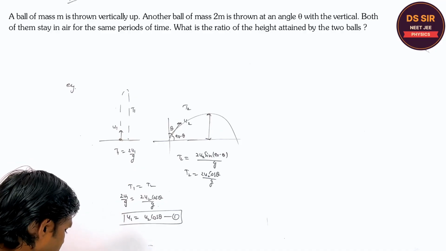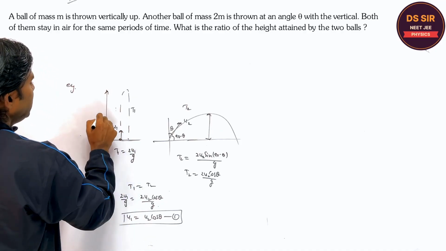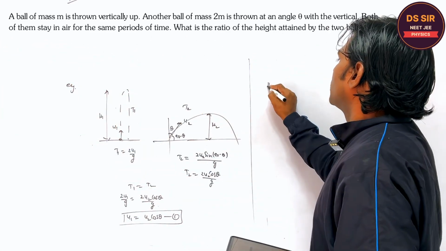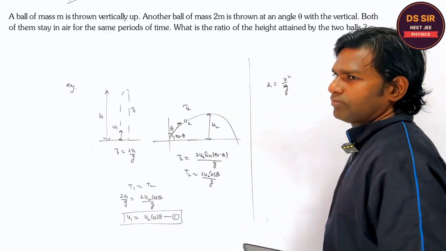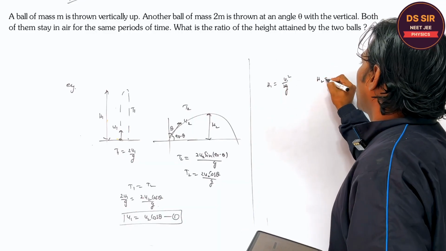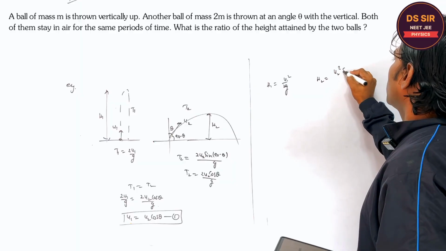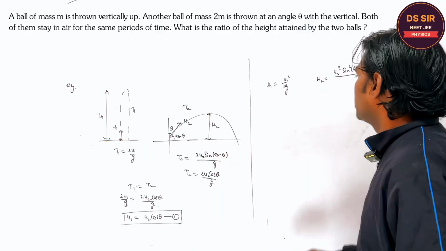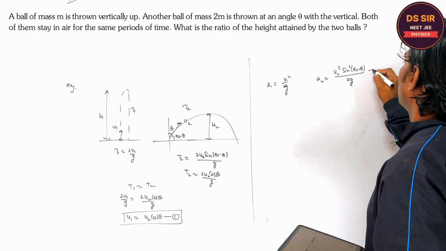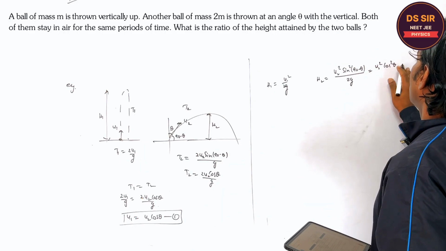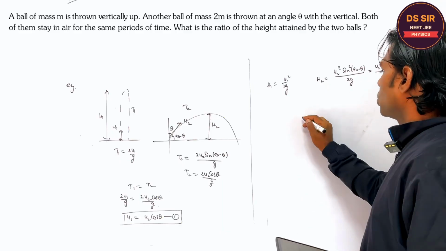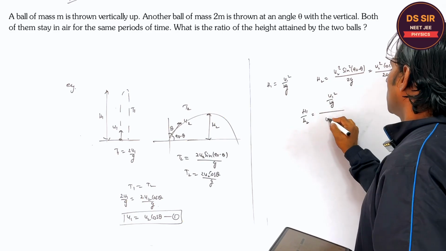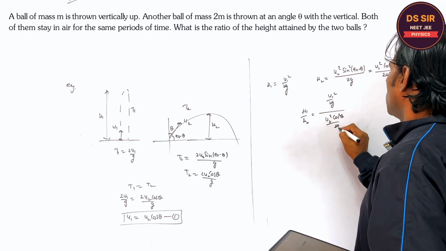Now what they are asking is the height obtained, the height h1 and the height h2. In this case, what is the maximum height h1? Say u1 square upon 2g, right? What is the height in this case? u2 square sin square theta, where theta is 90 minus theta, upon 2g, which is equal to u2 square cos square theta upon 2g. So what is the ratio of h1 and h2? It is u1 square upon 2g over u2 square cos square theta upon 2g.